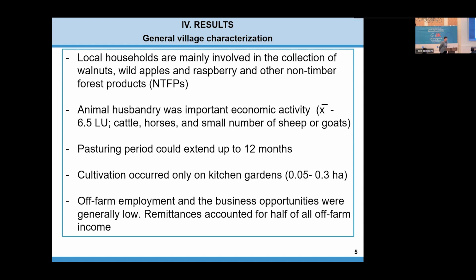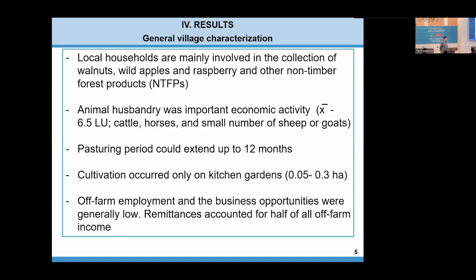Cultivation of crops occurred mainly in kitchen gardens. We differentiated between arable land and kitchen gardens. The crops grown in kitchen gardens were mainly for own consumption, not for selling. Interestingly, almost all farmers did not have arable land. If they had, most of this arable land was fallow, because of the lack of an irrigation system; they could not water the crops.